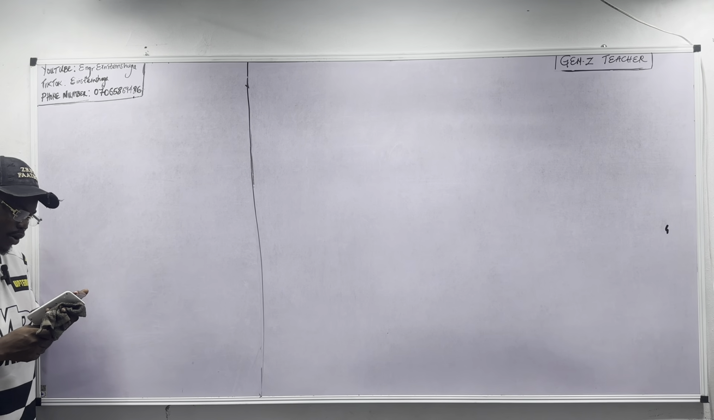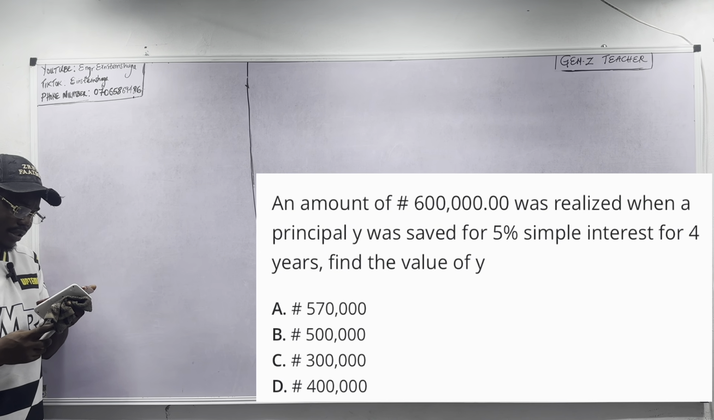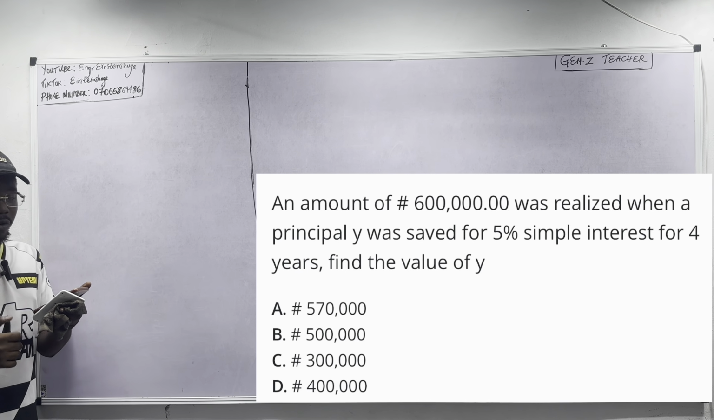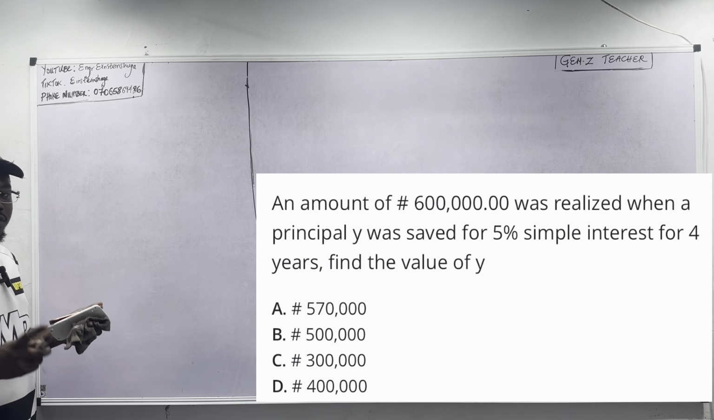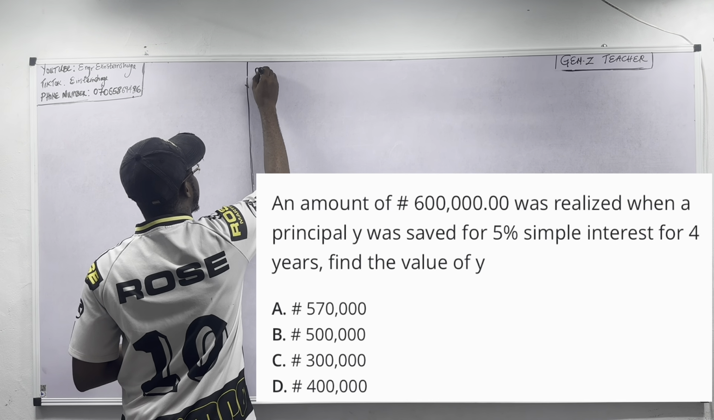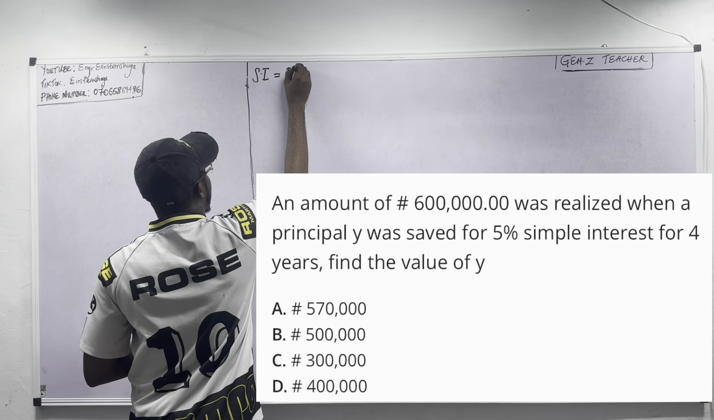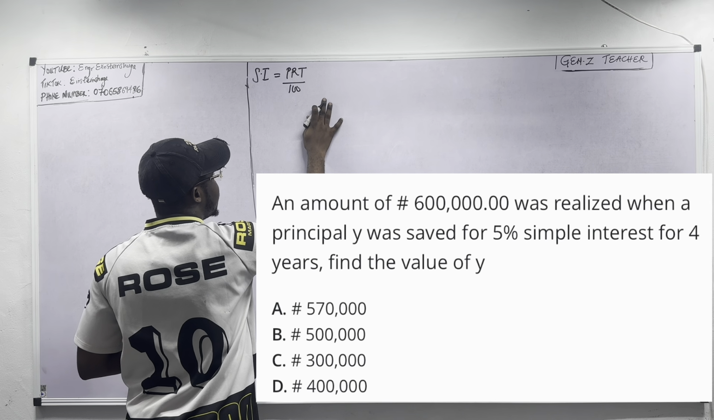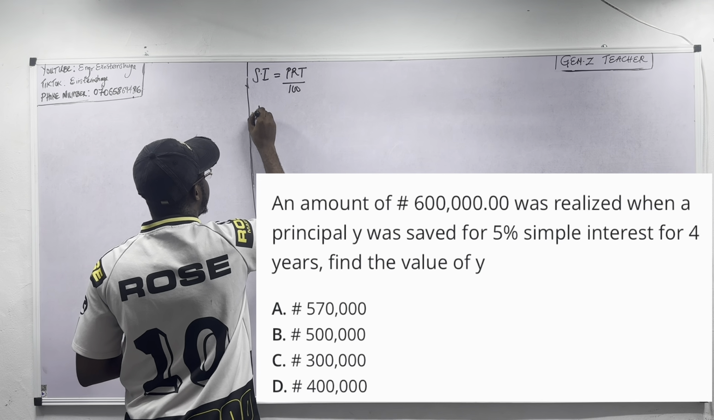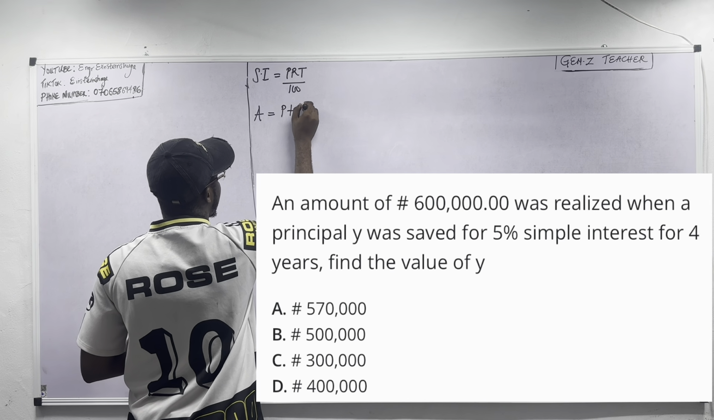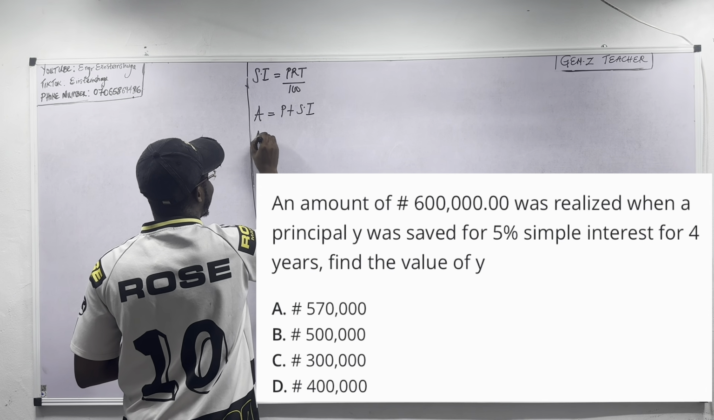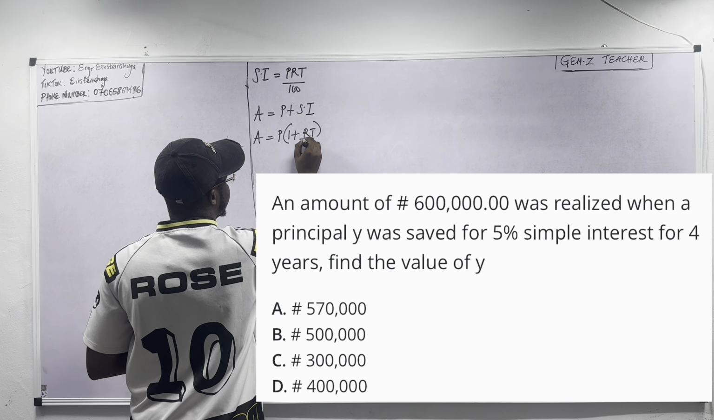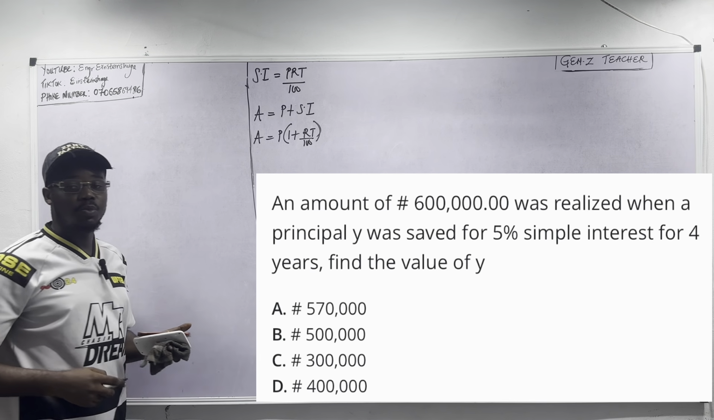Number 30. An amount of 600,000 naira was realized when a principal of y was saved at 5% simple interest for 4 years. Find the value of y. Now, for simple interest, first of all, simple interest equals PRT over 100 if your R is in percent, or without the 100 if R is in decimal. And then the amount is basically the principal plus the simple interest, which is in most cases simplified to P times (1 plus RT over 100) if it's in percentage. So these are the formulas you must remember for simple interest.